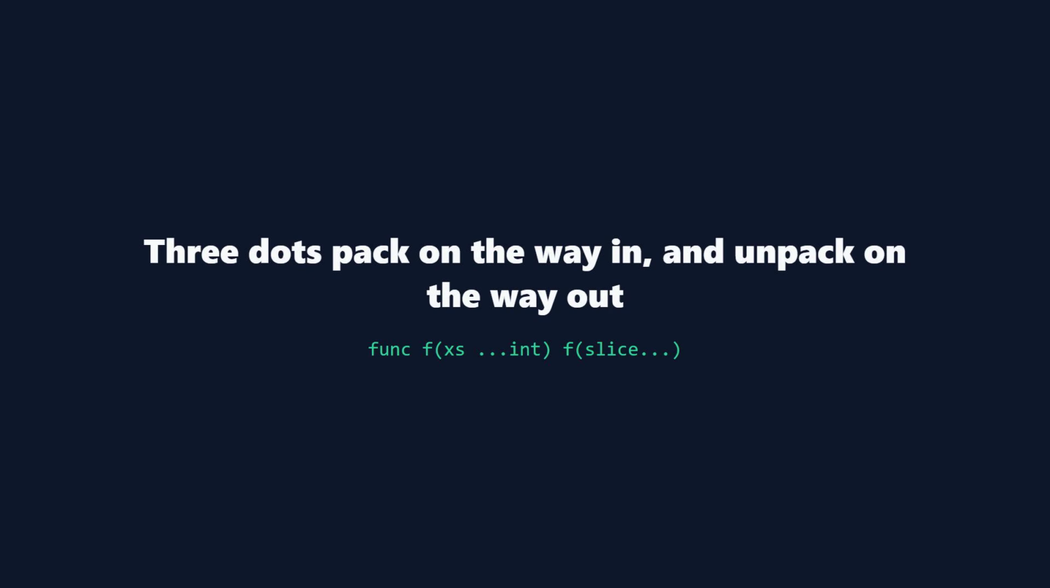That is variadic functions. 3 dots before the type in a declaration, 3 dots after the value at a call site, and a plain slice in between. Next up, functions stop being things you call and start being things you can store in a variable, pass as an argument, and return.